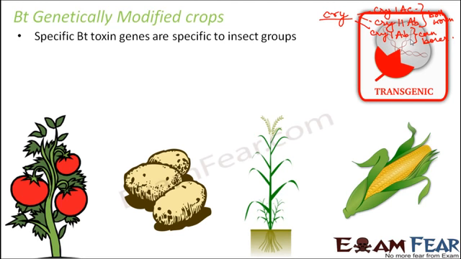But at the same time, you could see some of the disadvantages. For example, since they are insect resistant, that means they have inbuilt insecticides. So that means they are also introducing insecticides into the food chain. So this was about the Bt toxin.